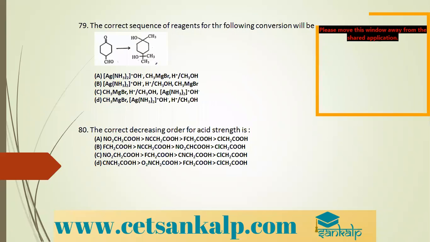Moving to the 79th question. The correct sequence of reagents for the conversion will be. There is a compound given. They have asked the correct sequence and they have given the product required. So see, the compound is this and I want that compound. So double bond O is there. So what needs to be done?